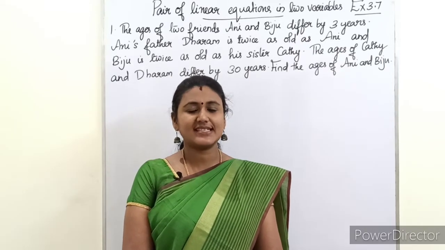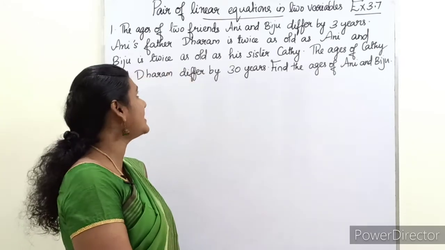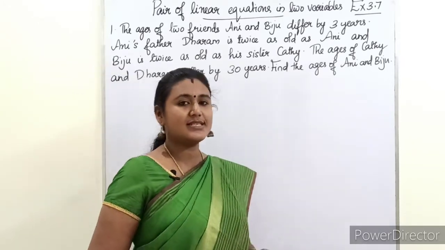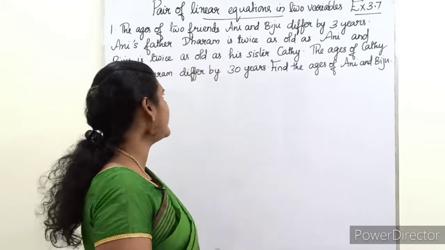Today we will see exercise 3.7, the optional exercise of the chapter, pair of linear equations in two variables of class 10. So we will start with the first question.